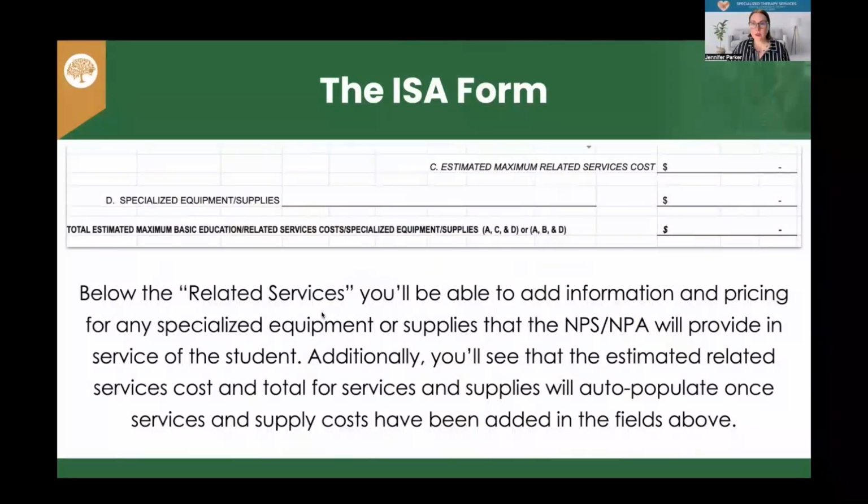Below the related services, you'll be able to add information and pricing for any specialized equipment or supplies that the non-public school or agency will provide in service of the student. Additionally, one of the great things about this form is that you'll see the estimated related services cost and total for services and supplies will auto-populate once services and supply costs have been added in the fields above.